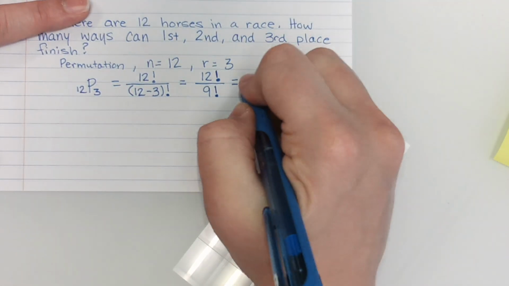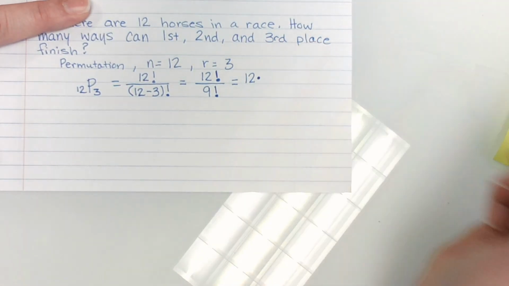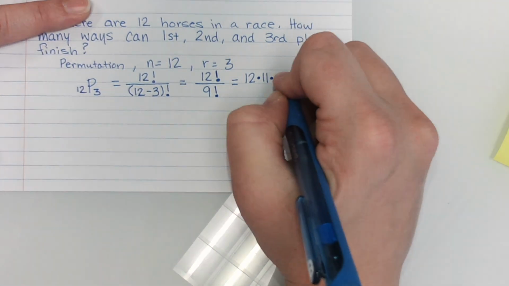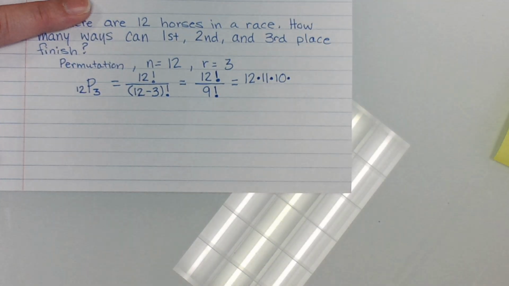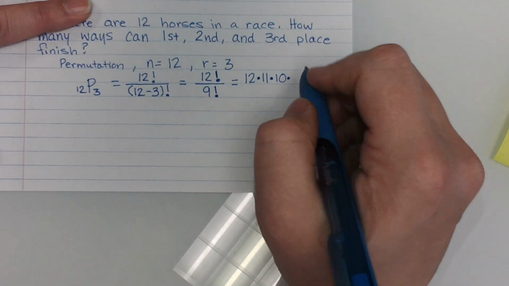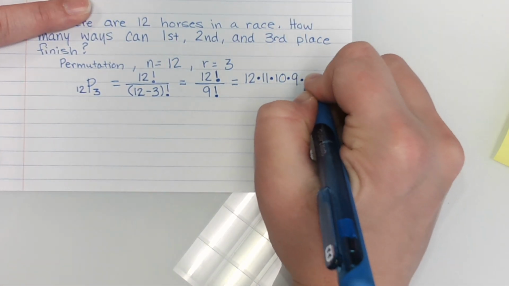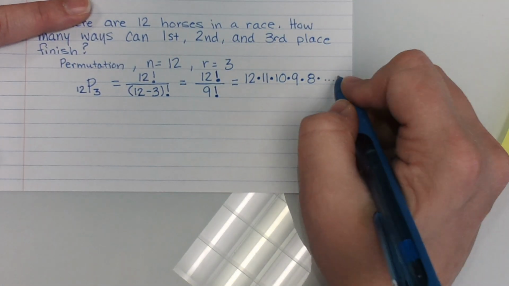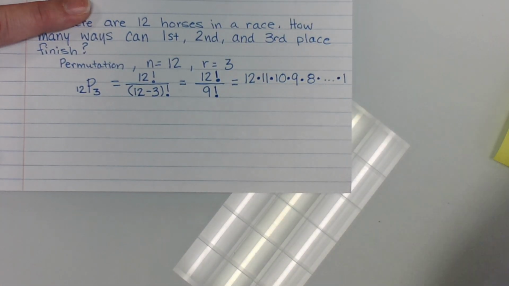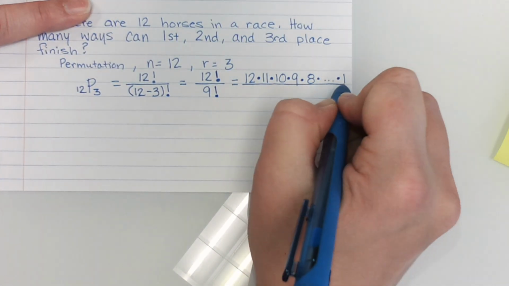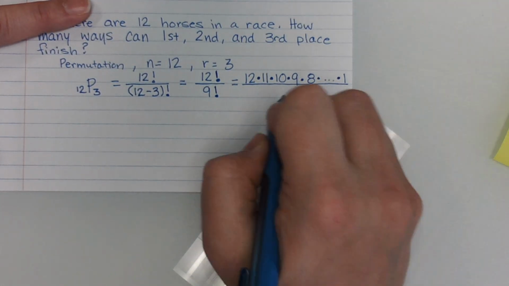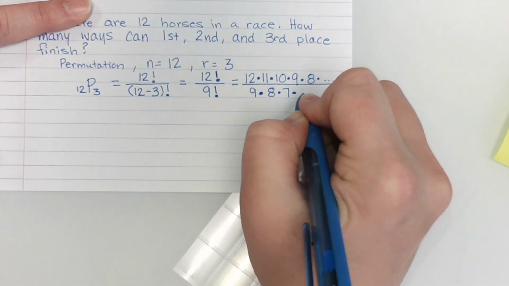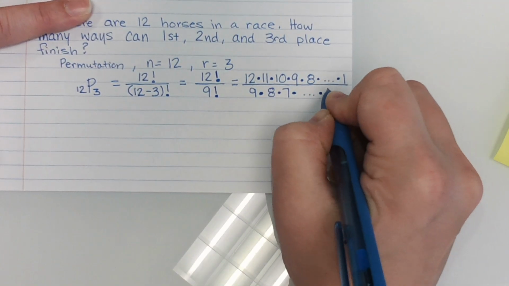12 factorial, by definition, is 12 times 11 times 10 times. I keep going until I get to what number? 1. Now, I'm going to write till 8, and then I'm just going to write a dot, dot, dot, ending at 1. I could do the same idea with 9 factorial. It's 9 times 8 times 7 times, and I could keep going until I end at 1.